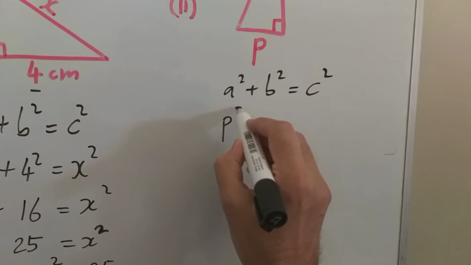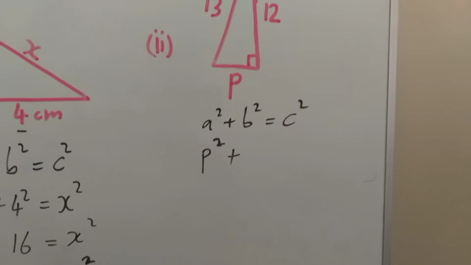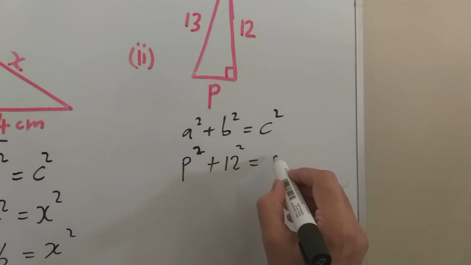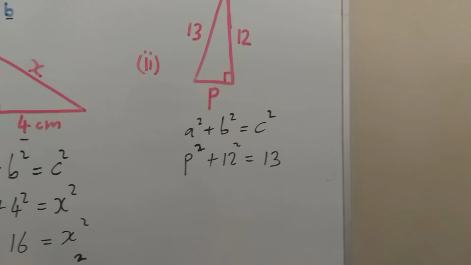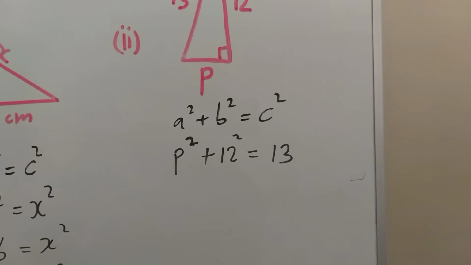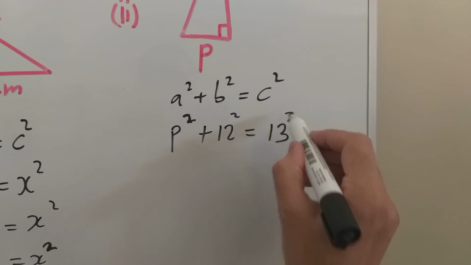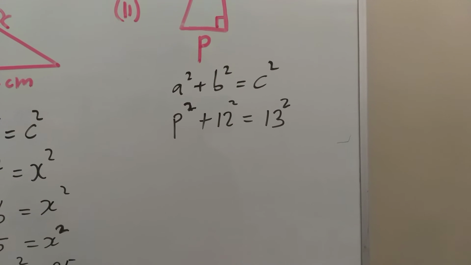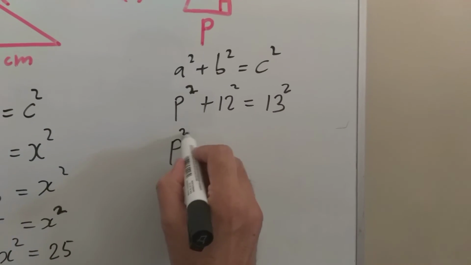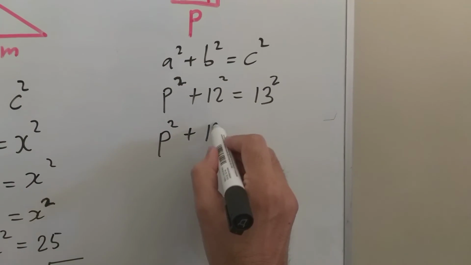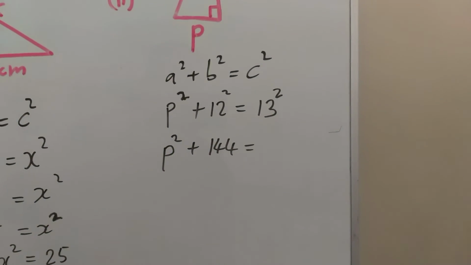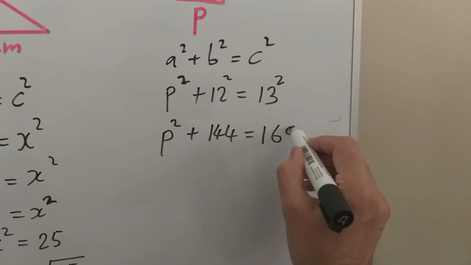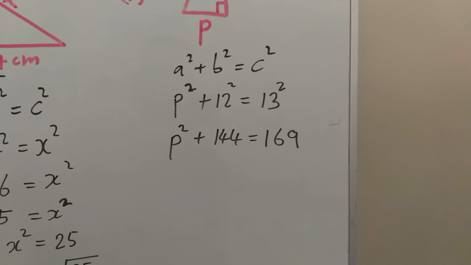So P squared plus the other side that forms the right angle corner, 12, 12 squared, is equal to 13 squared. So we have to follow the formula, not just 13, 13 squared. So P squared plus 12 squared means 12 times 12, that is 144. And 13 times 13 is 169. You can do long multiplication to double check.